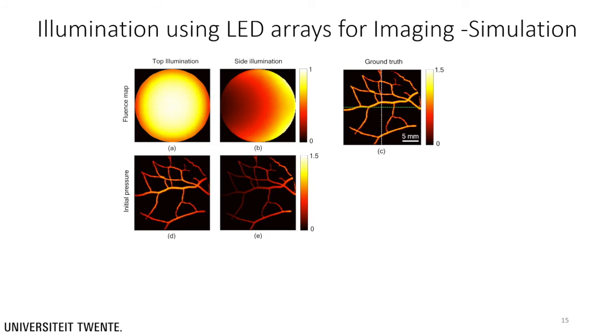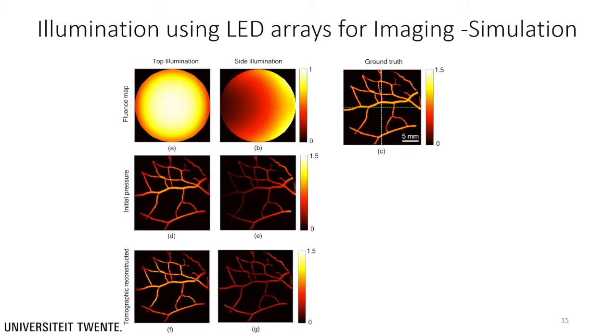We see a clear difference between the top illumination and the side illumination, with mainly the region of high fluence rate emphasized. Based on 16 angular views, this tomographic image is obtained from top illumination and side illumination. The reconstructed pressure is higher at the center for the top illumination and higher at the rim for the side illumination.